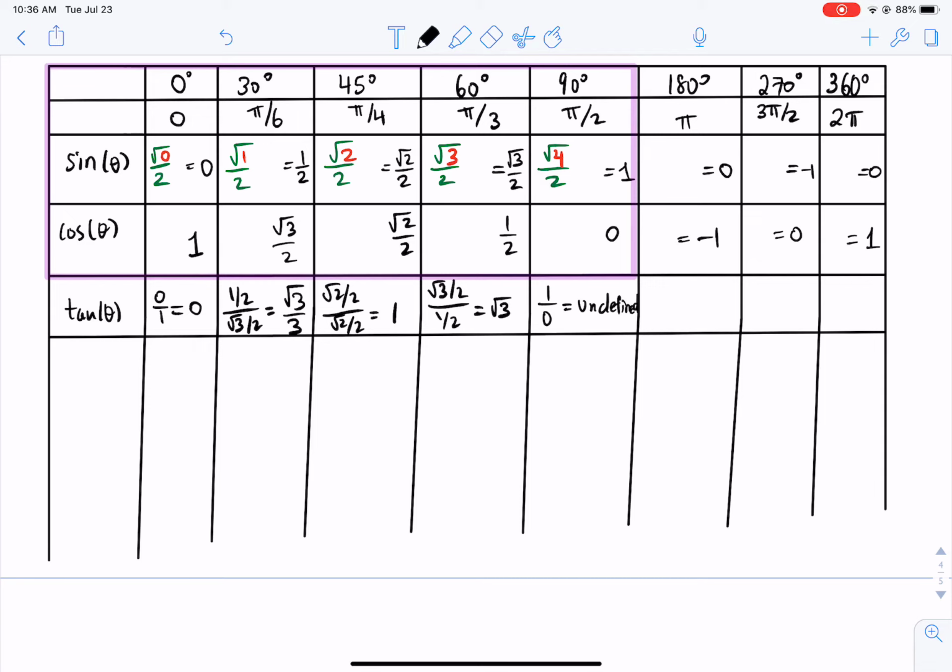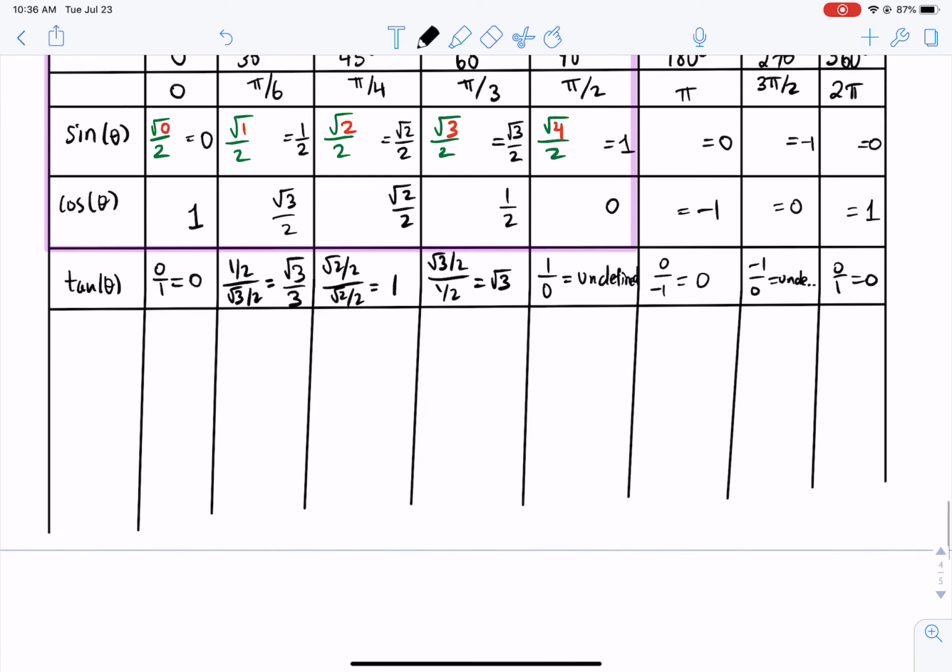What about 180 degrees? That's going to be 0 over -1, but it's still going to be 0. The other one will be -1 over 0, so that's going to be undefined. And what about 360? That's going to be 0 over 1, which is 0. But that's how we're getting tangent. We're just taking the ratio of sine over cosine.